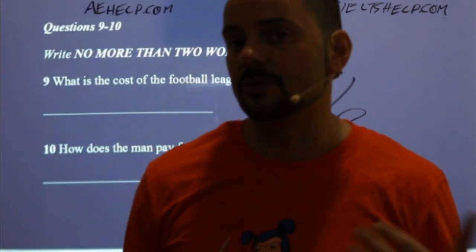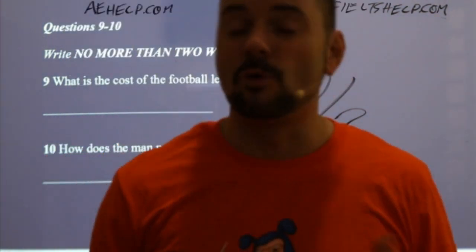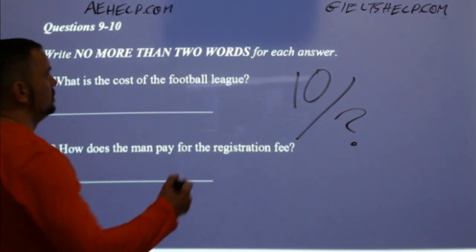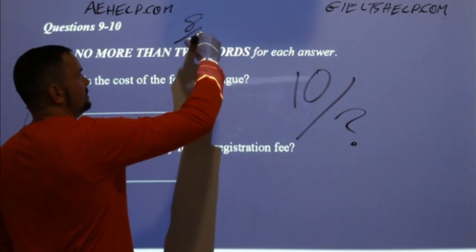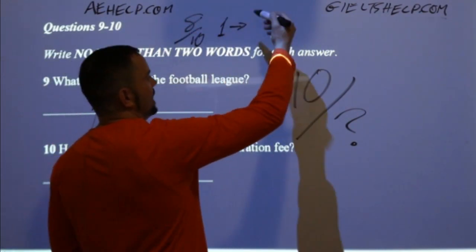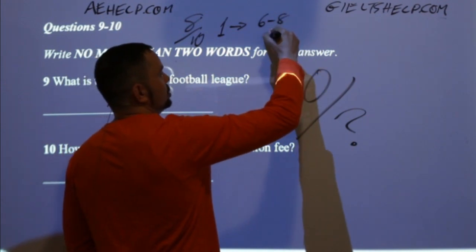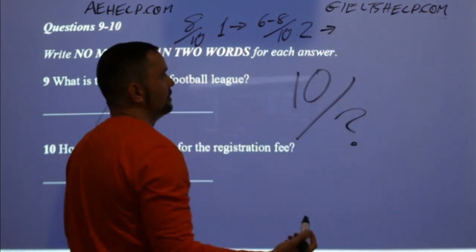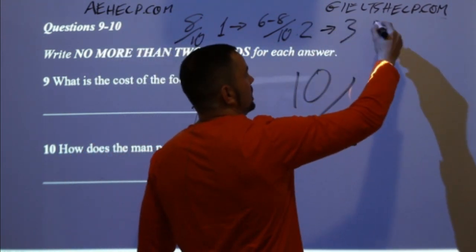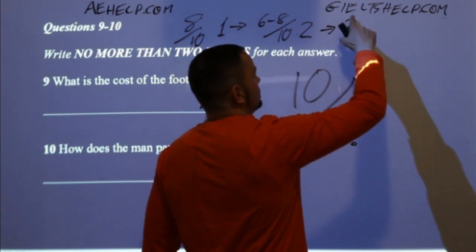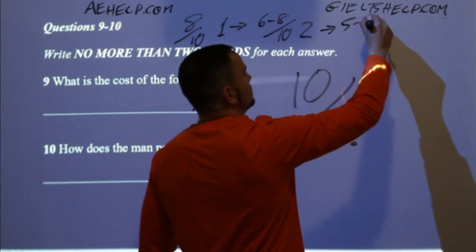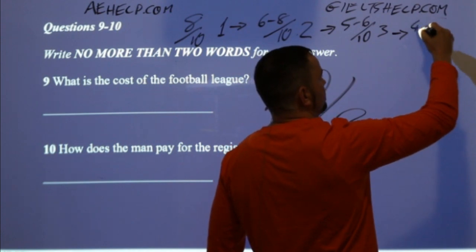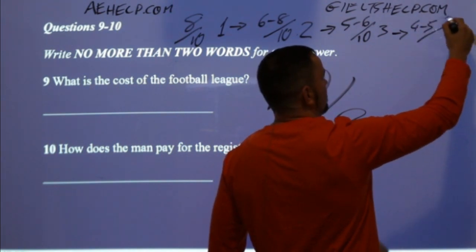Oftentimes, students who get 8 or 9 in section 1 get only 4 or 5 correct in section 4. Let me put it to you this way. So a student who gets 8 out of 10 for section 1 will often get between 6 and 8 for section 2, okay? And then their score, this is what we see on average, for section 3 will be around 5 to 6 out of 10 for section 3. And then for section 4, it will be 4 to 5 correct. That's the averages, okay, out of 10.